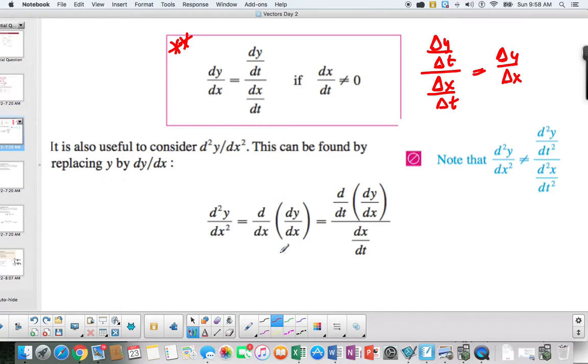Now, the second derivative, let's be careful about that. That's the derivative of the first derivative. And since it's in parametric form, you're going to take the derivative with respect to t of the function, which is right here, divided by dx dt. Please do not make this mistake right here.